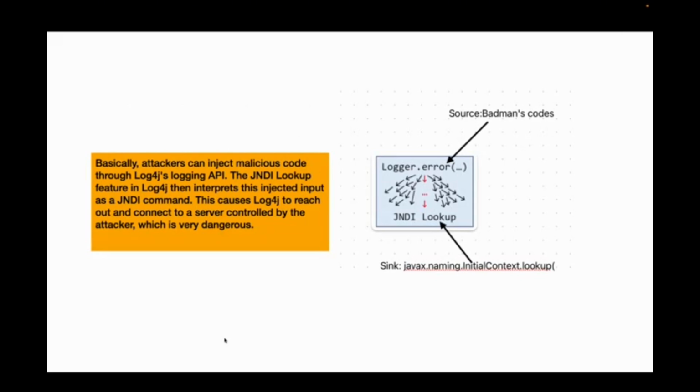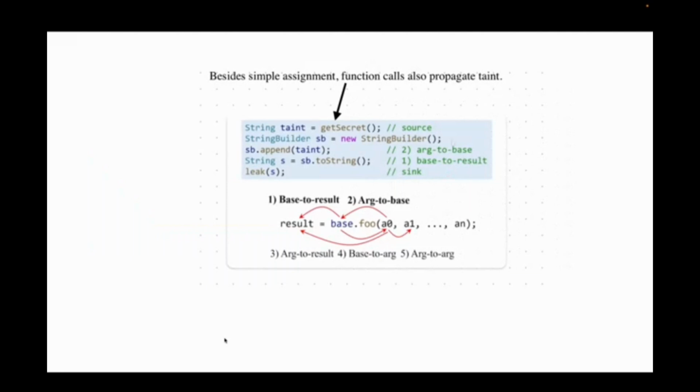Now let's see how the malicious code propagates in the program. It's straightforward that the malicious code could be transferred by simple assignment. And we also see function calls could propagate the malicious code. For example, here, the function calls could transfer the taint from argument to base, from base to result, and even from argument to argument. That is to say, if we find the malicious code in the parameter of the JNDI lookup, we could say that we detect a vulnerability.